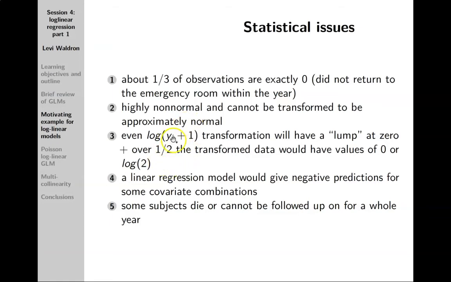And even if you do some kind of transformation like add 1 and take a log, there's still a lump at 0 and it's not anything close to normally distributed. There are other problems with a linear regression model on a transformed value, that you could get negative predictions for the number of observations, which is obviously nonsensical. And finally, another challenge in this data set is that some subjects die or cannot be followed up on for the whole year, so we don't have the same length of follow-up for everyone.